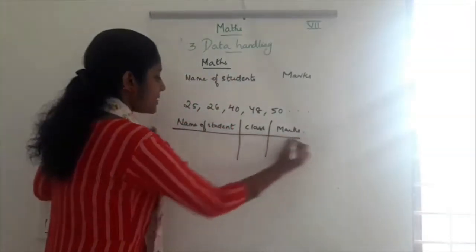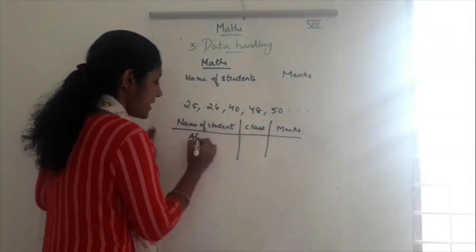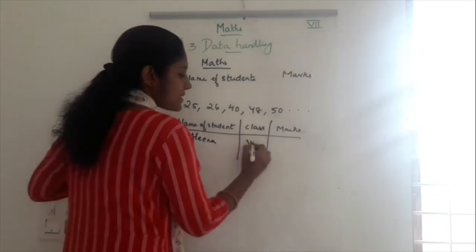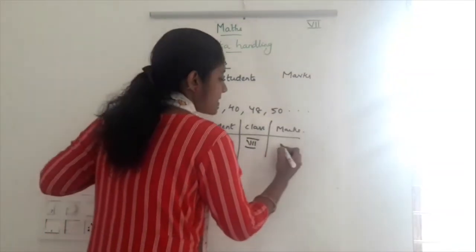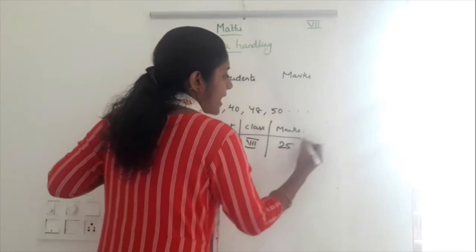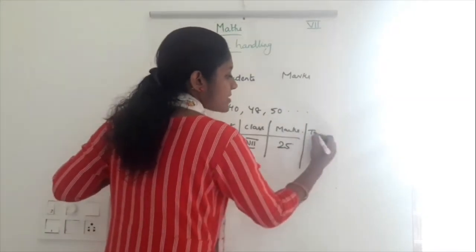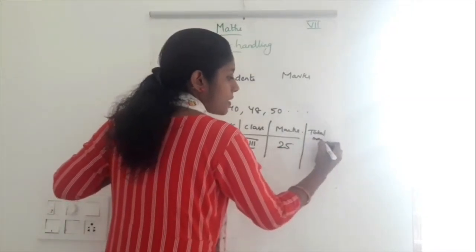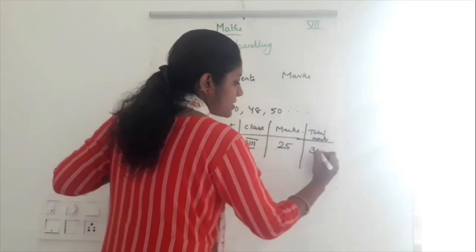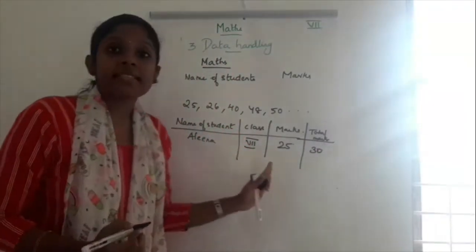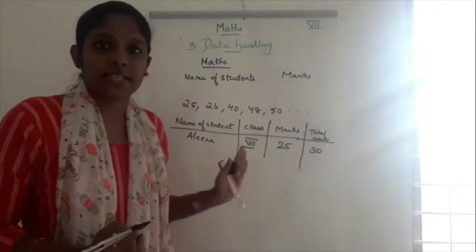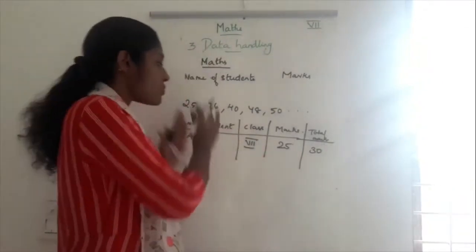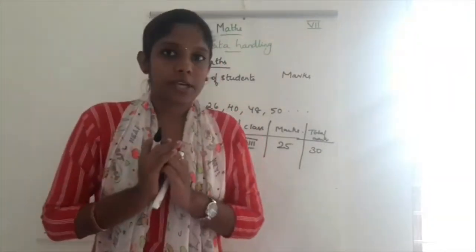That is organized. Let the name of the student be Alina. We will write class 7, then we will write the marks as 25. Here we can also write the total marks, which is 30. When you arrange it like that, it is very easy for you to find out the details. When data is arranged properly, it is called information.